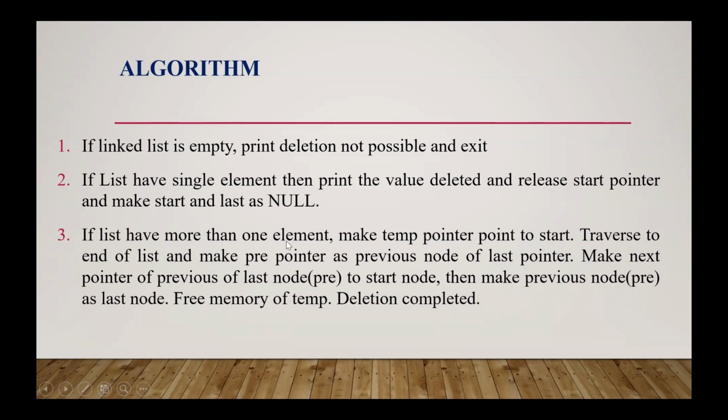If the list has more than one element, make the temp pointer point to the start. Traverse to the end of the linked list and make the pre pointer the previous node of the last node. Then make the next pointer of the previous node connect to the start node to make a circular linked list. Then make the previous node pre the last node and release the memory. After that, our deletion is successful. So this is the simple algorithm to delete a node from the last of a circular linked list.